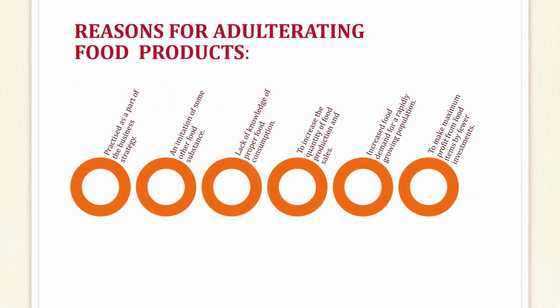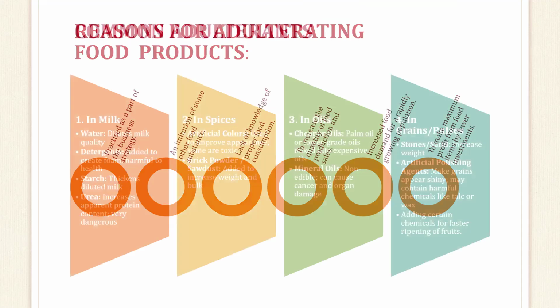So the reasons for adulterating food products are: it is practiced as a part of business strategy and imitation of some other food substances, lack of knowledge of proper food consumption, to increase the quantity of food production and sale, increased food demand for a rapidly growing population, and to make maximum profit from food items with fewer investments.